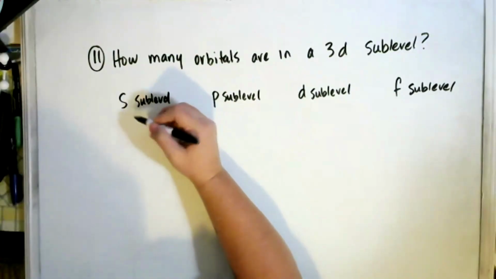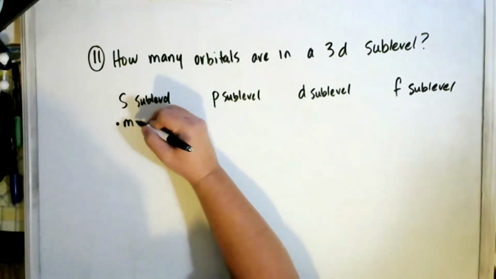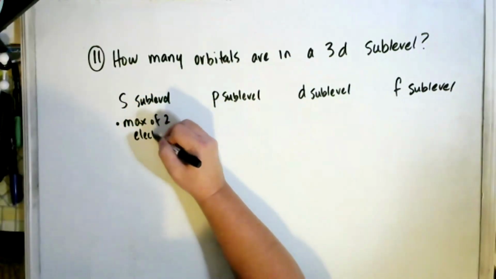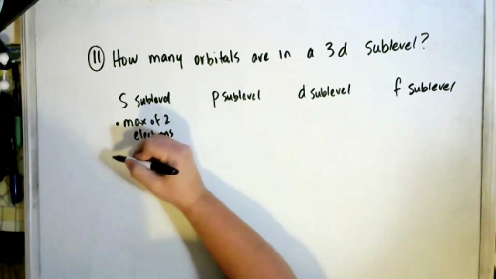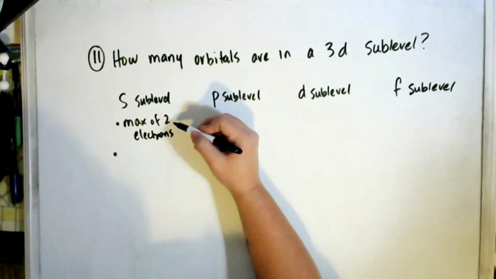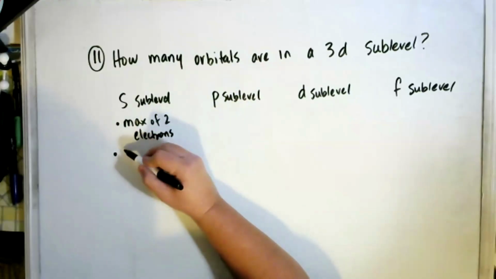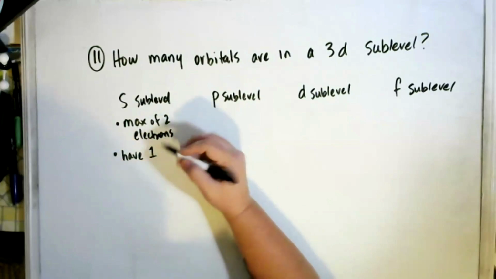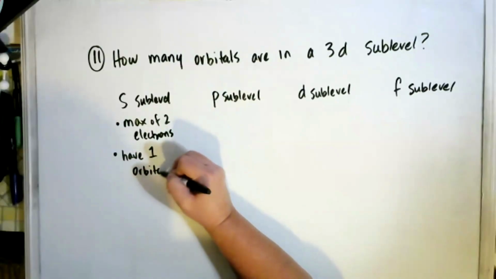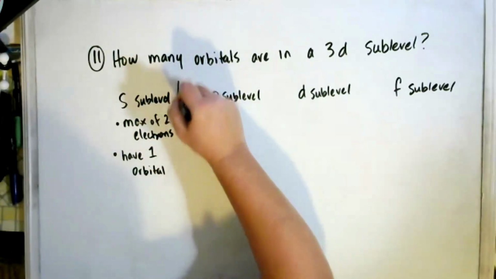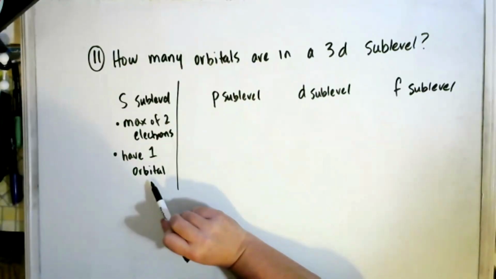Okay. And in our S sublevel, it can hold a maximum of 2 electrons. And because it can only hold 2 electrons maximum, and there are 2 electrons that fit into every 1 orbital, that means your S sublevels have only 1 orbital. Every S sublevel, whether it's a 1s, 2s, 3s, 4s, all of your S sublevels only have 1 orbital.